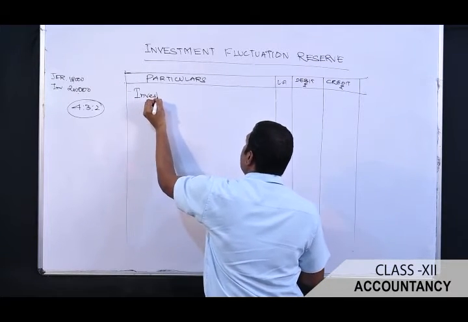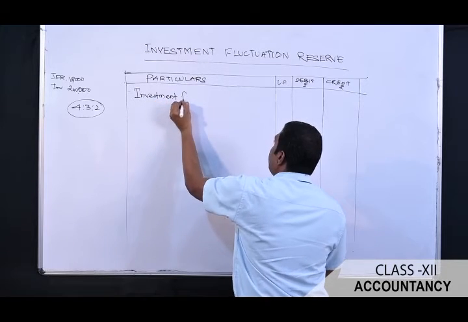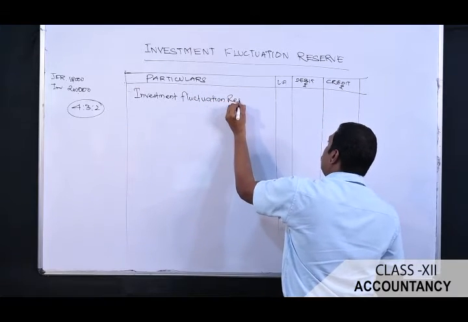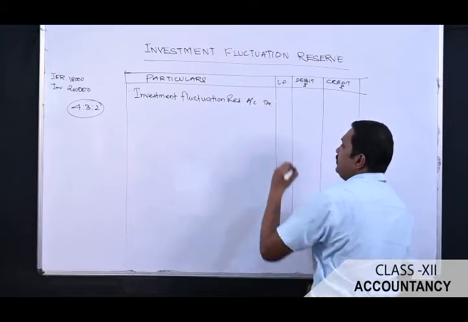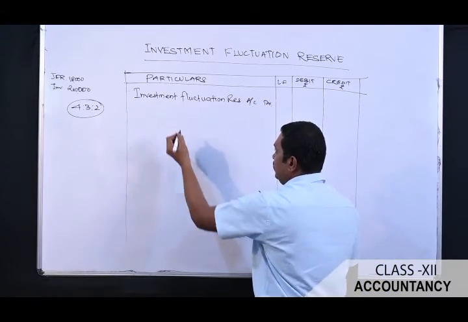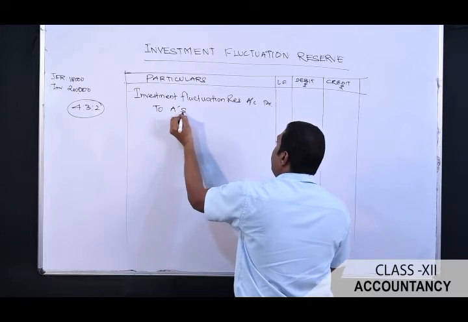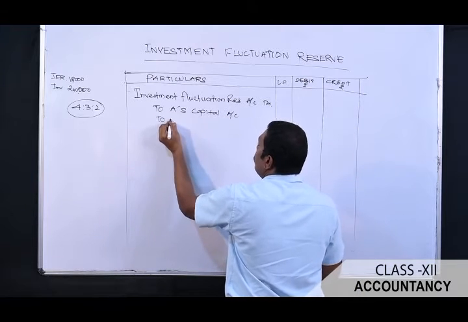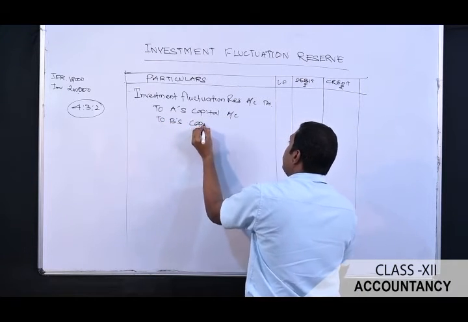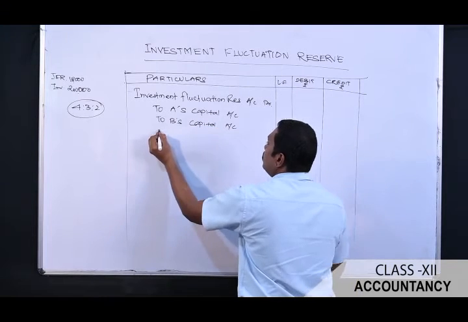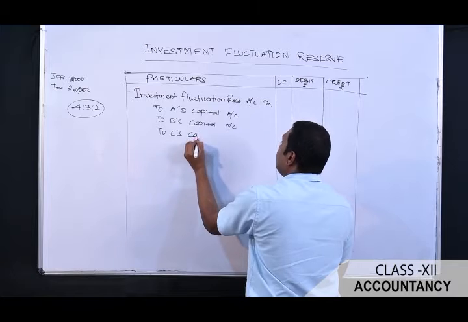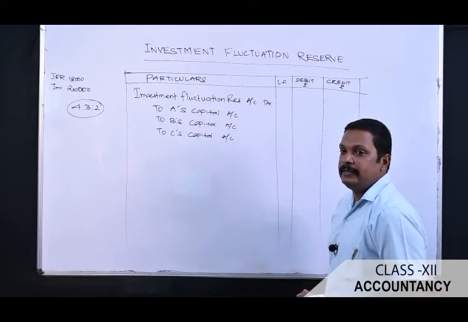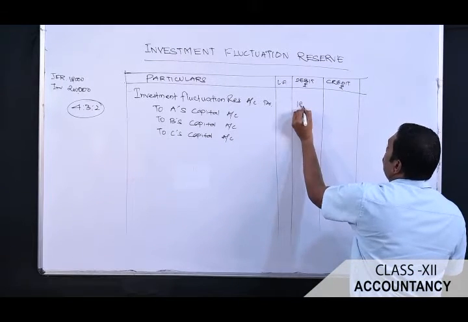Investment fluctuation reserve account debit. How many partners are there? 3 partners only. So credit A's capital account, B's capital account, and C's capital account. Here the reserve in the balance sheet is 18,000, no?